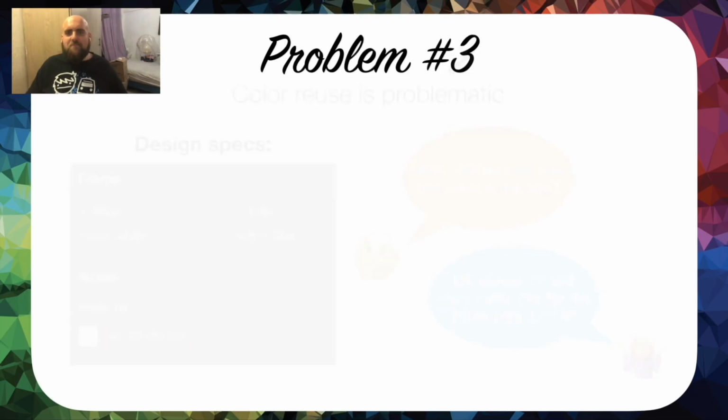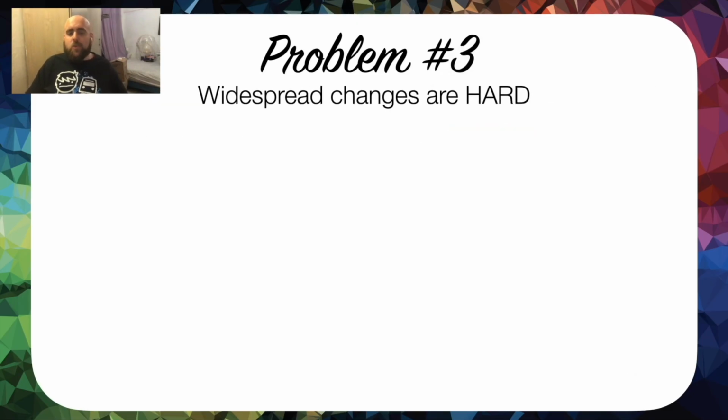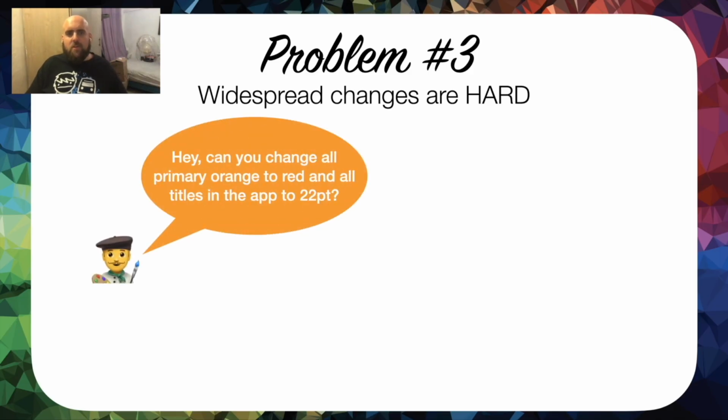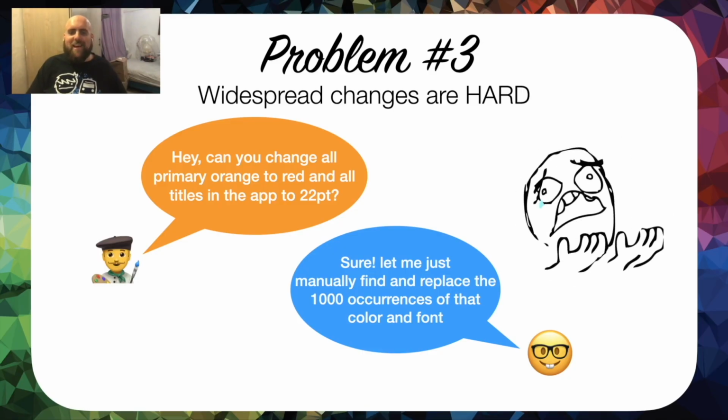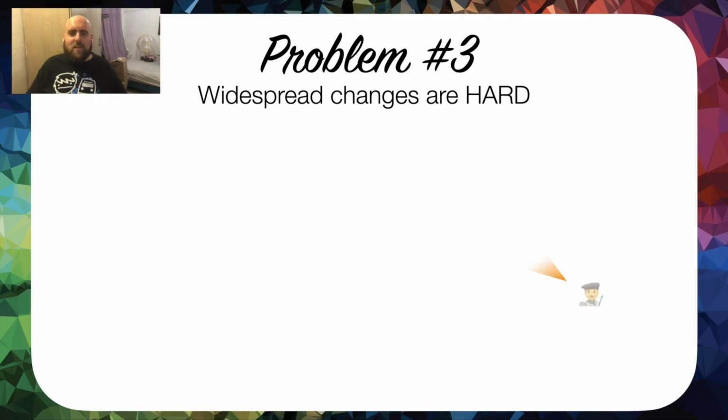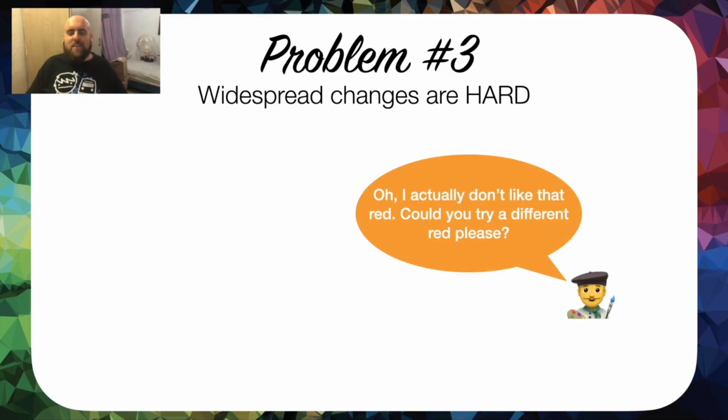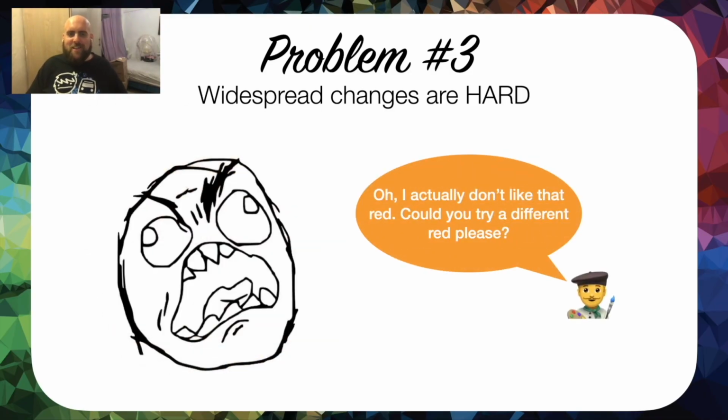Looks good to me. Next problem is that the widespread changes were quite hard. This is a really big issue. For example, a designer would often come and say, do you mind trying out a new primary color for the app from orange to red? And also, I want to change all the titles to 22 points. And I'll be like, sure, I'm just going to manually find and replace the 1,000 occurrences in the app of that color and font. But of course, it never ends there. The designer would come later and say, I don't really like this red. Can you try a different red, please? And we both kind of burn into flames.